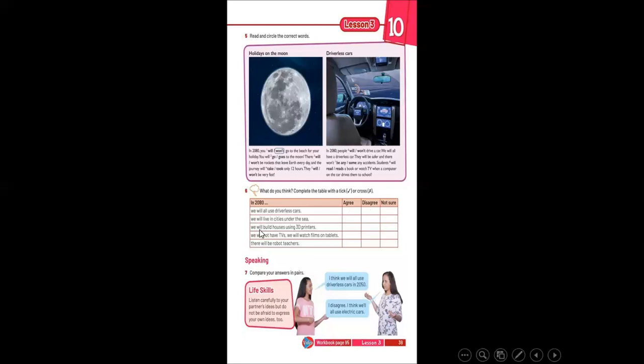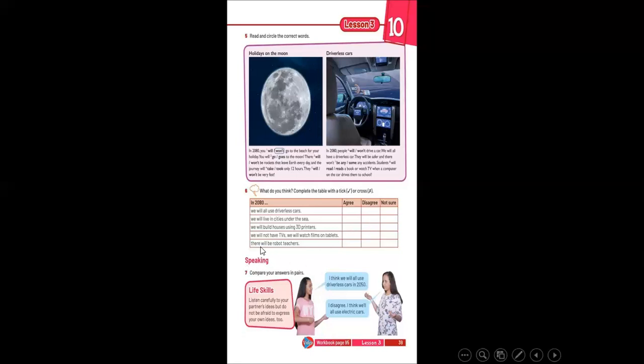For example, we have number 2. We will live in cities under the sea. Do you agree with this point or this opinion? If you agree, you will say an expression to show your agreement. You will say, I completely agree. If you don't agree, you can use another expression: I don't agree. I don't think that.